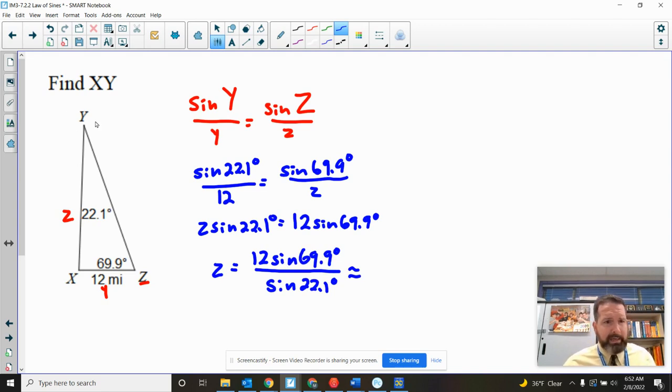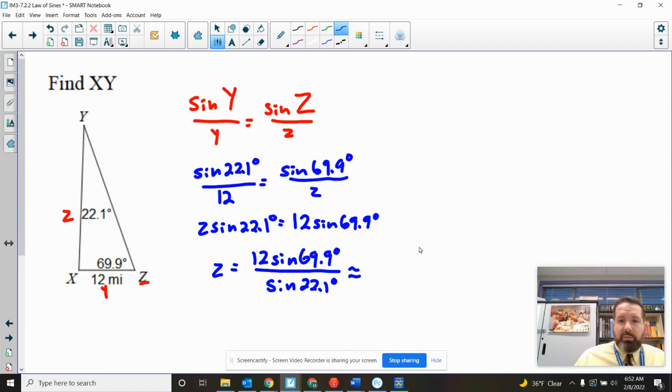Now just ballparking it here. Again, the picture is not perfectly to scale probably, but I should get a number that's bigger than 12. Looks to me like it's going to be at least double, probably somewhere between double and triple, maybe even more. Who knows? Let's see. So 12 sine 69.9 degrees over sine 22.1 degrees.